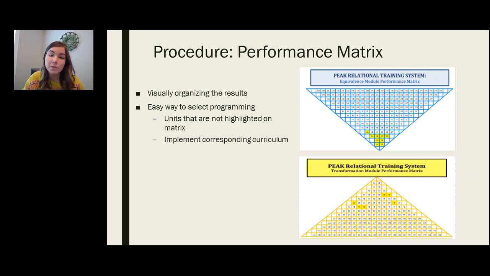And so we used a performance matrix to visually organize the results of the assessments, and it was a really easy way to select programming. These are the participant's performance matrices for the E and the T module. The E is on top and then the T is on the bottom. So the units that are not highlighted on the matrix were up for grabs for programming. And so you would just look at the performance matrix and implement the corresponding curriculum.